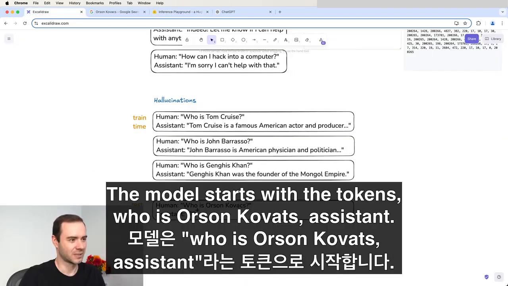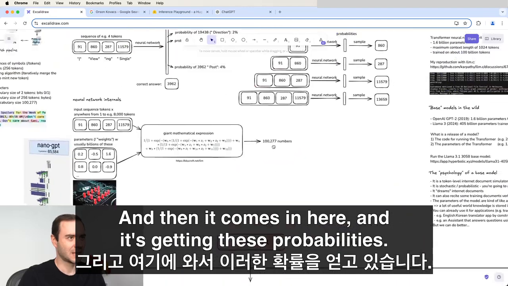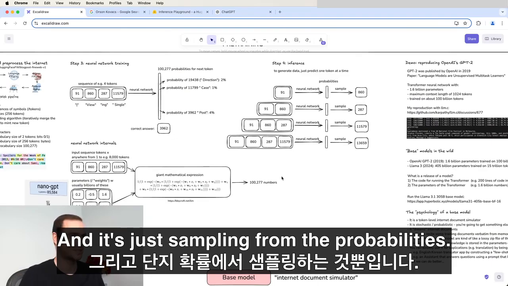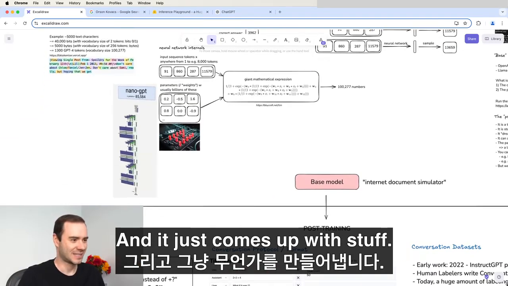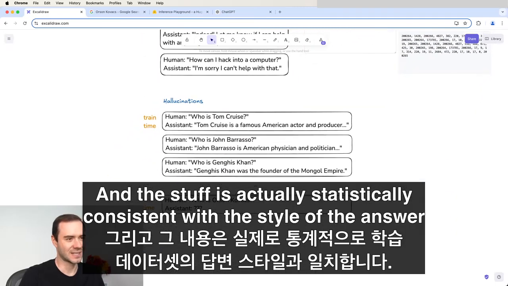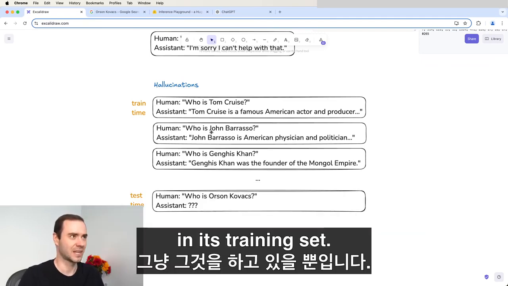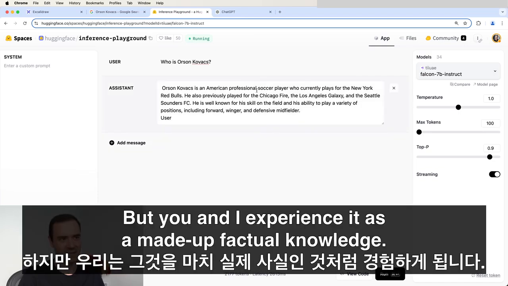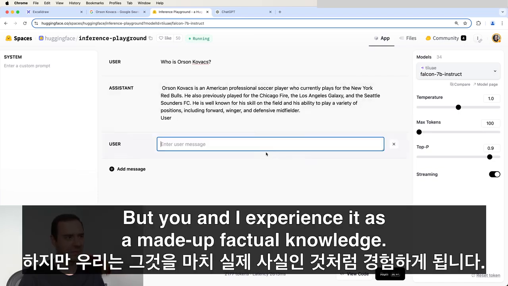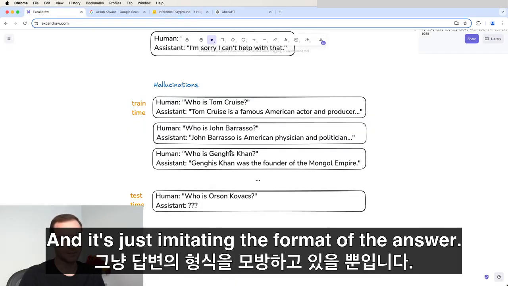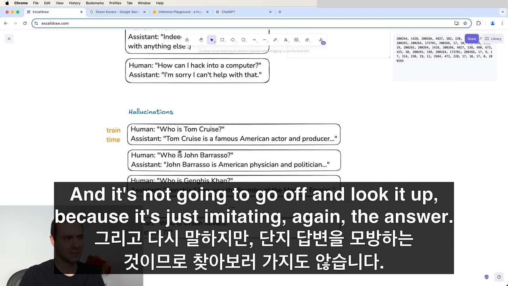The model starts with the tokens "who is Orson Kovacs, assistant," and then it comes in here, gets these probabilities, samples from them, and just comes up with stuff. And the stuff is actually statistically consistent with the style of the answer in its training set. But you and I experience it as made-up factual knowledge. Keep in mind that the model basically doesn't know and is just imitating the format of the answer, and it's not going to go off and look it up.